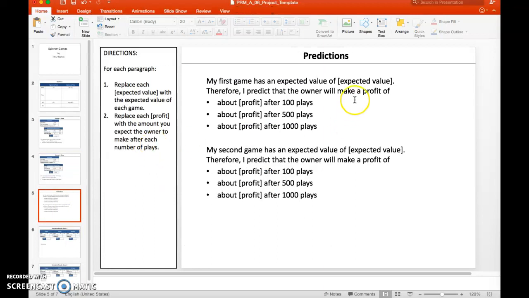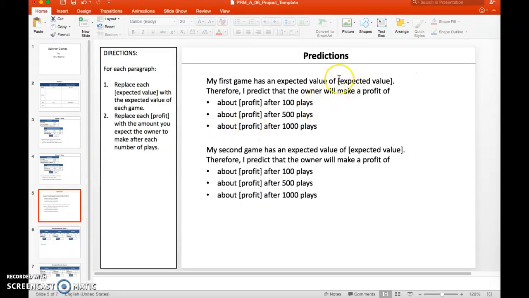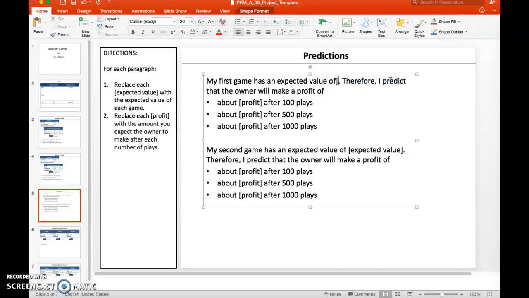Okay, making predictions. My expected value for both of these was 50 cents. 50 and 50, so that makes it nice. I really only have to do this once, but again, replace the values. Come on, y'all can do that. 0.50. Again, make it as easy as possible on you.